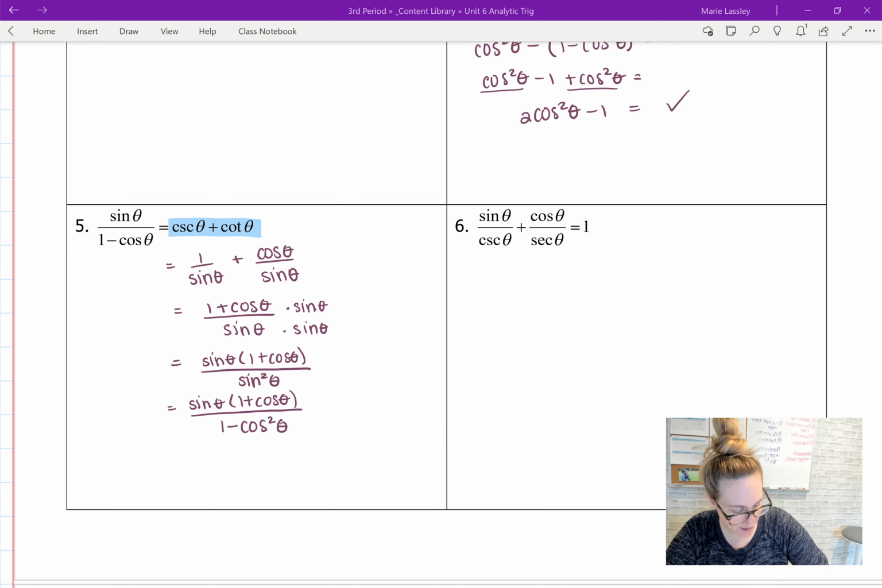So I still have my sine and then 1 plus cosine on the top. But I'm going to factor that 1 minus cosine squared into 1 minus cosine theta times 1 plus cosine theta. So I use that difference of squares factoring technique.